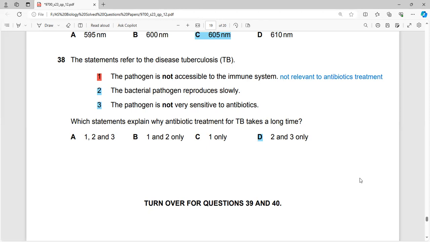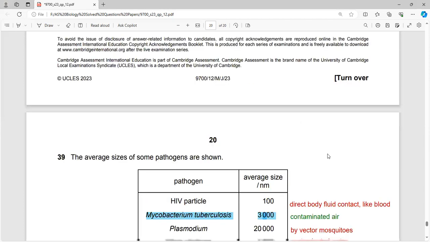The bacterial pathogen reproduces slowly. If a bacterial pathogen reproduces at a slow rate, the antibiotic's effect on formation of the cell wall is less, so that will delay this, and it will take a long time. Second, the pathogen is not very sensitive to the antibiotic. If the sensitivity of the pathogen to the antibiotic is less, the effect of the antibiotic will be less on the pathogen, and that will take a longer time for treatment. So options 2 and 3 are correct. So D is our correct option here.